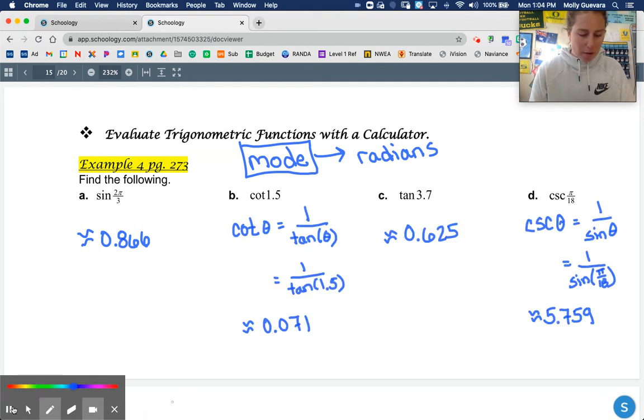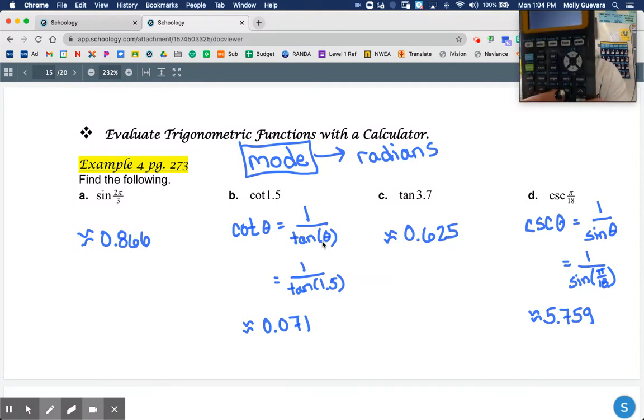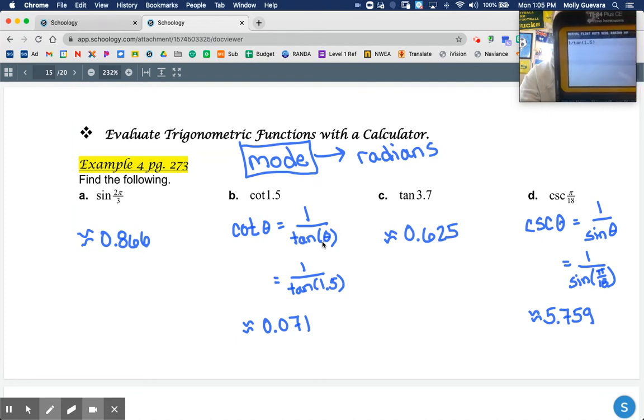Okay, so here are the other 3 answers. For both B and D, make sure that you are using the rule about the reciprocals, okay? So cotangent is the reciprocal of tangent, not the tangent inverse. So see where it says here the tangent inverse? That is not what you are using, okay? You are not using the tangent inverse. It's the reciprocal. So I would do 1 divided by tangent of 1.5. So this is what it ends up looking like in my calculator. Okay, 1 divided by tangent of 1.5. And that will get me the correct answer.